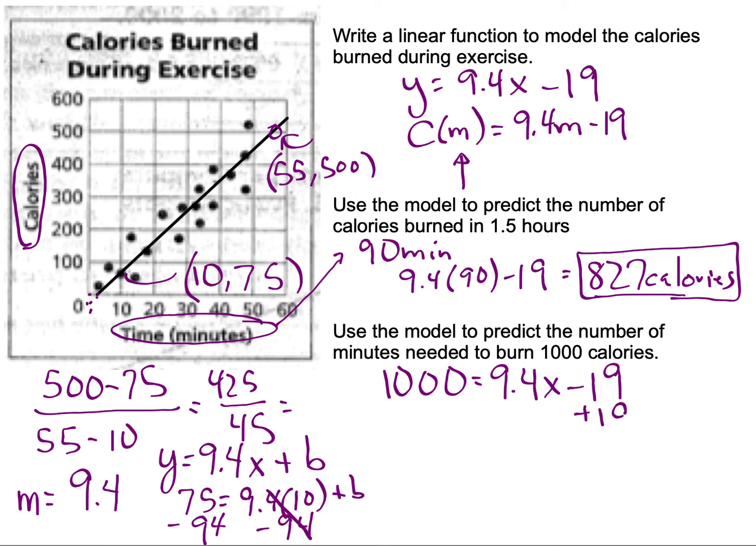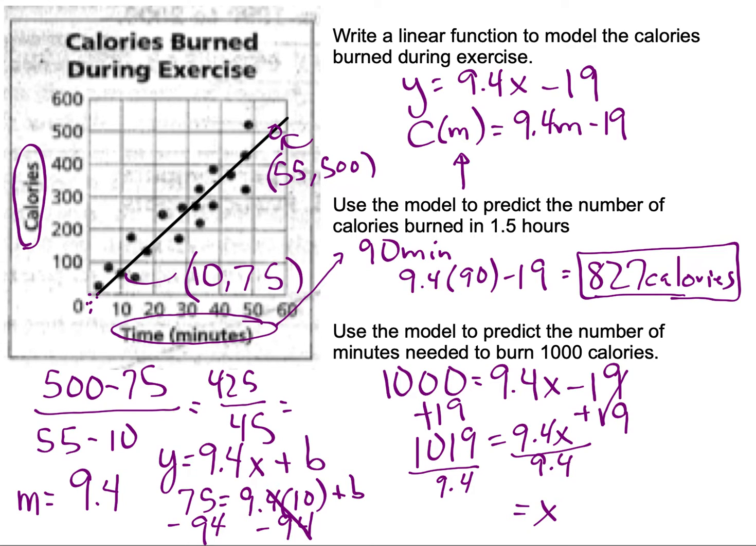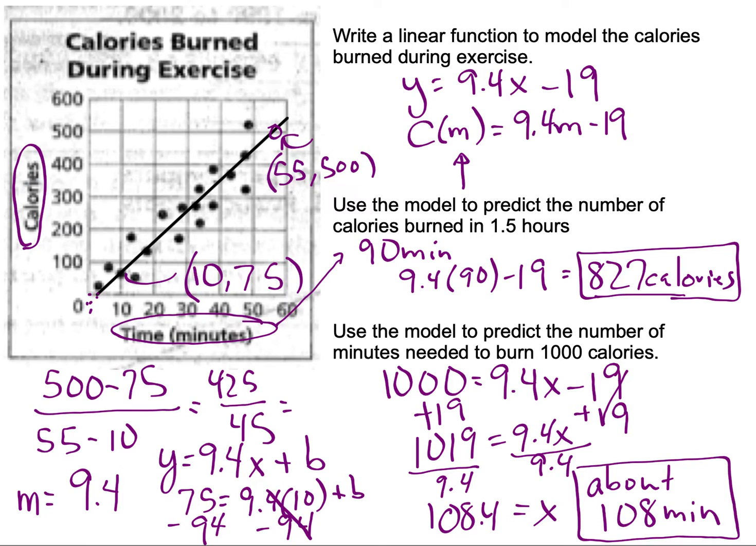Let's go ahead and add the 19 to both sides. This is 1019 equals 9.4x. We'll go ahead and divide, and we should have x by itself now. According to this, it came out 108.4, so about 108 minutes. Getting up pretty close to 2 hours by that point.